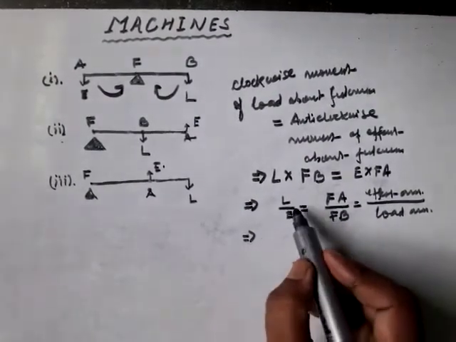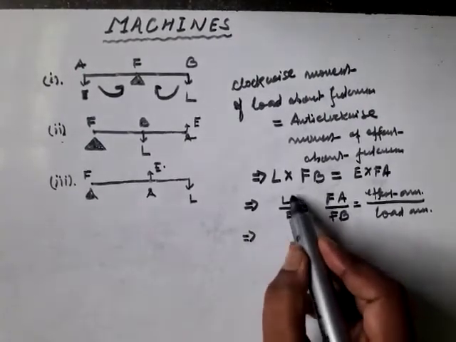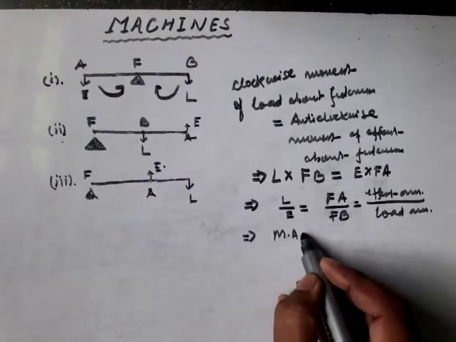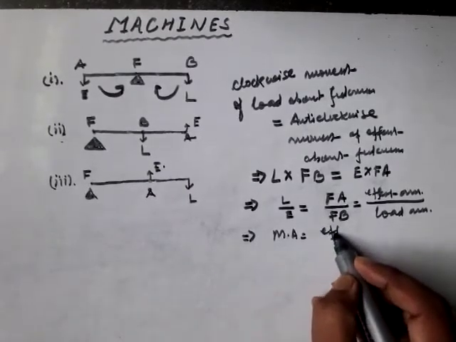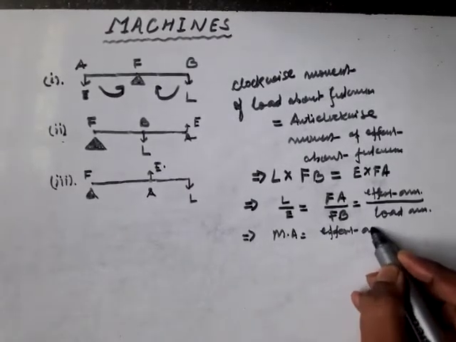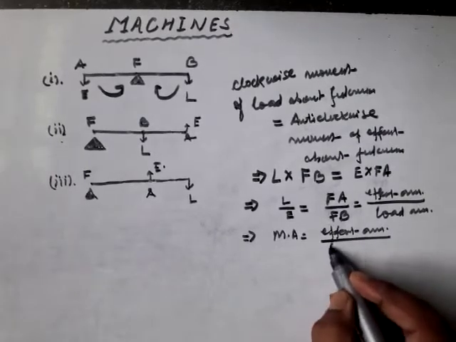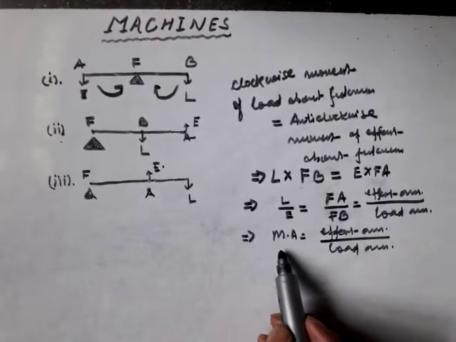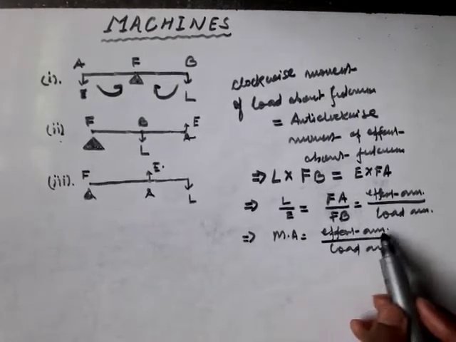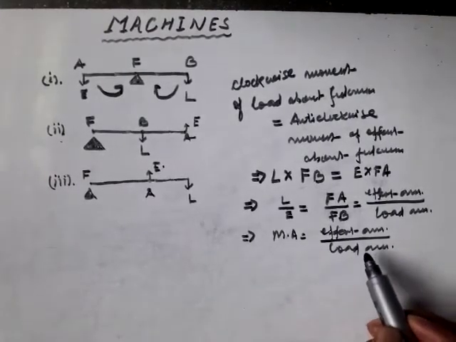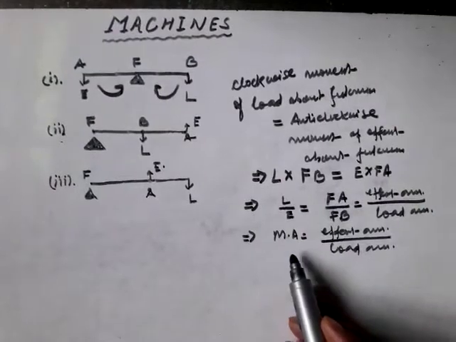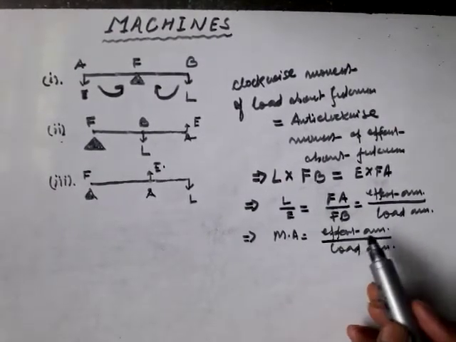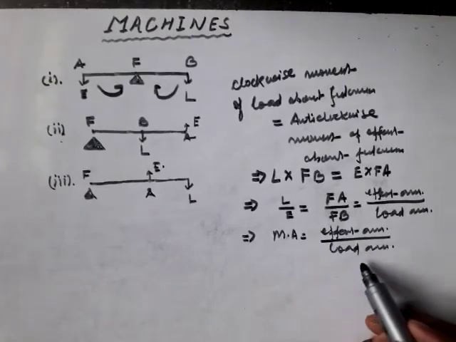And what is the ratio between the load and the effort? Load by effort is the mechanical advantage. So we have got one relation here: mechanical advantage is equal to effort arm upon load arm. So in the case of levers, how are we able to determine the mechanical advantage? Mechanical advantage is equal to the ratio of effort arm to the load arm.